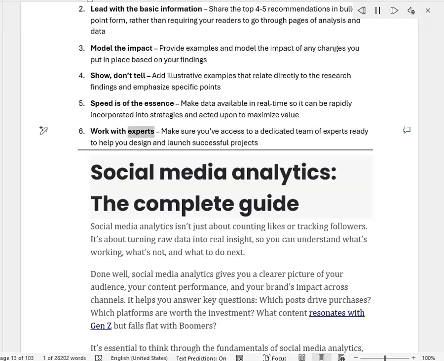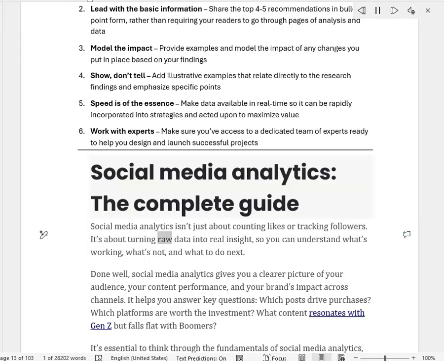Work with experts. Make sure you have access to a dedicated team of experts ready to help you design and launch successful projects. Social media analytics, the complete guide. Social media analytics isn't just about counting likes or tracking followers.